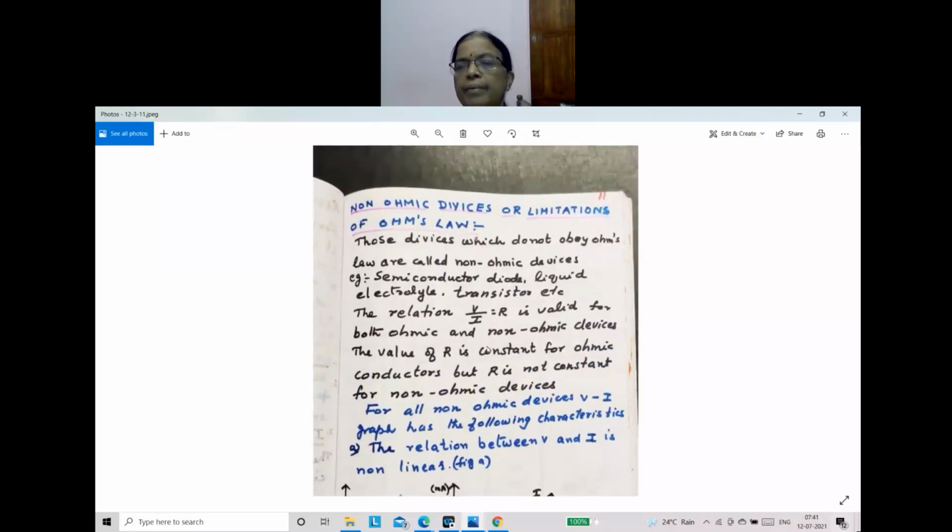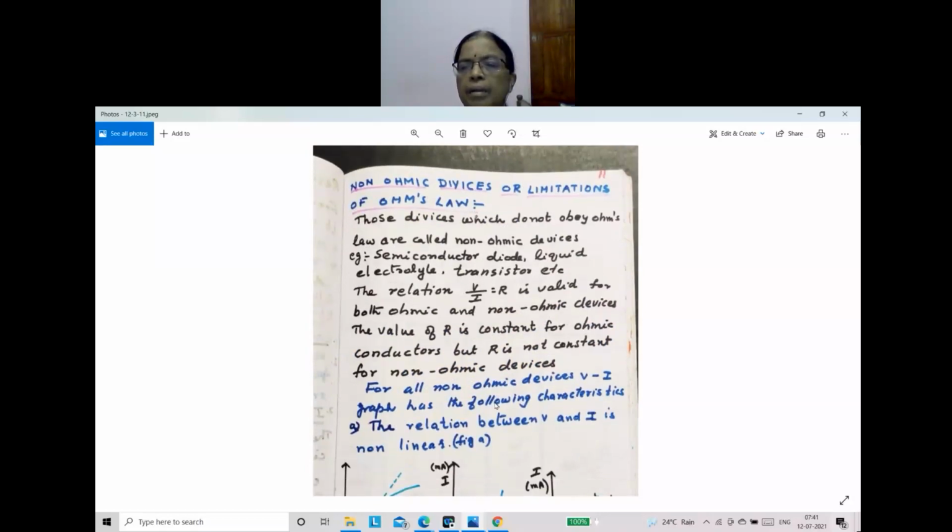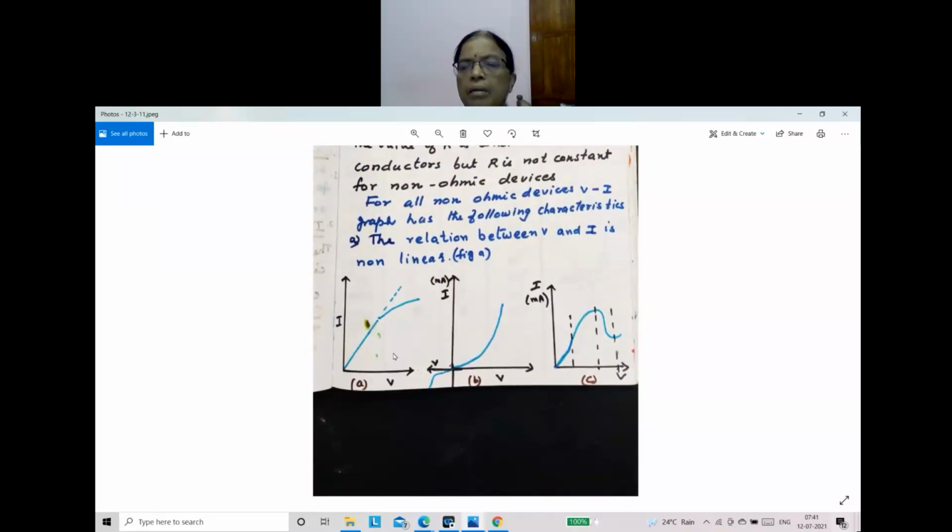Then non-ohmic devices or limitations of Ohm's law. What's the nature of Ohm's law? V is proportional to I. When you plot a VI graph for a material which obeys Ohm's law, what is the nature of the VI graph? Muhammad Adil, what is the nature of VI graph when V is proportional to I? Are you there? Devika, what's the nature of VI graph when V is proportional to I? According to Ohm's law, V is proportional to I. What's the nature of VI graph?